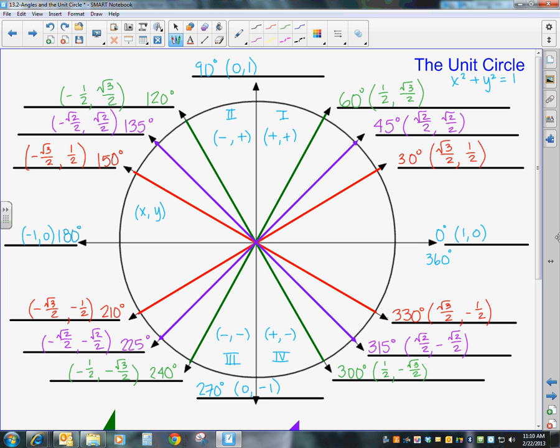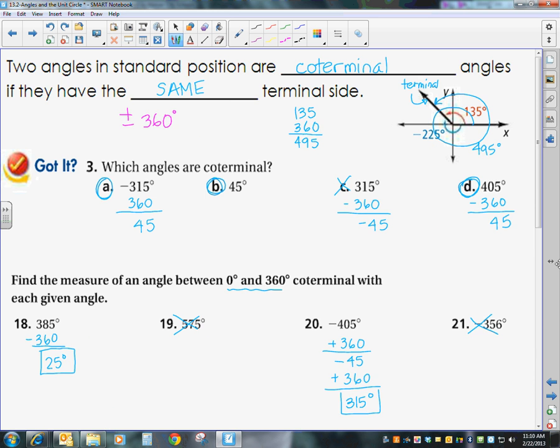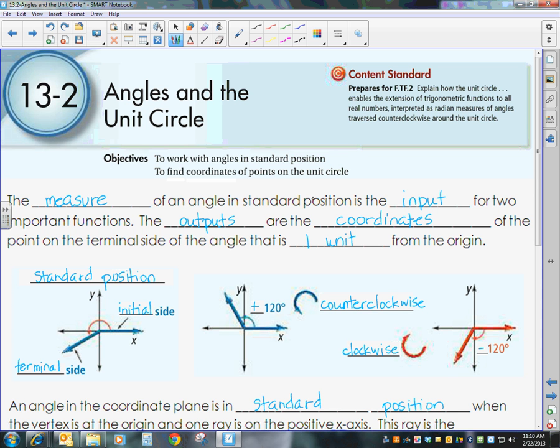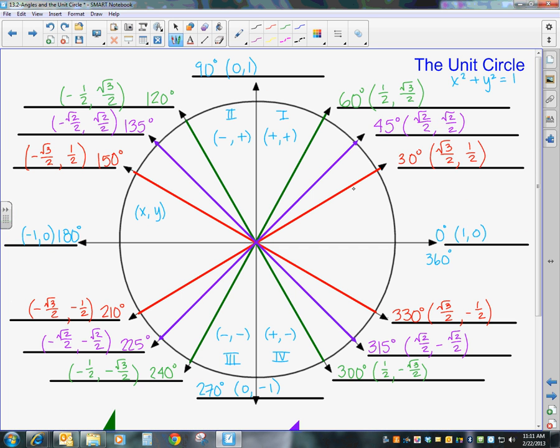I think we have labeled every position on our unit circle that's important to remember. The most important thing to tie this all together is remember back in the beginning, we said the measure of an angle in standard position is the input for two important functions, and the outputs are the coordinates. Well, I'm on that unit circle. The two important functions that we're talking about are cosine and sine. Now, y'all talked about those in geometry, so you're familiar with it. This means that whenever I want to know the cosine or the sine of an angle, all I have to do is go to the coordinates.